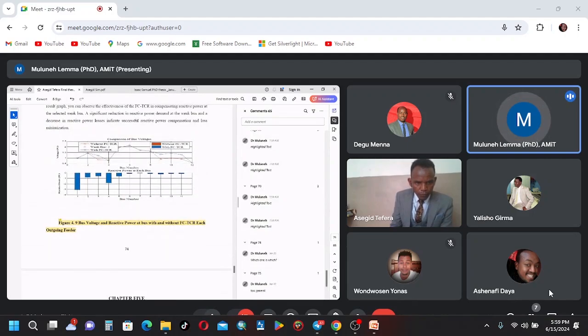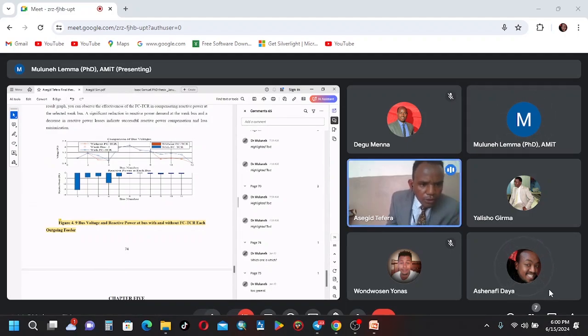And figure 4.9. Here I see comparison of bus voltage without FCTCR with FCTCR. But here, you said that without FCTCR, weak bus 2 with FCTCR. Which one is which from this figure? Here, 3 descriptions, right? Yeah. Here, I see 2 figures. Yes. Which one is which?